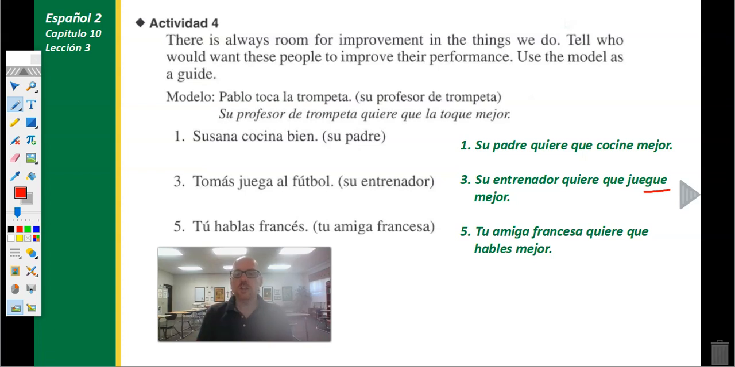Y número 5, tu amiga francesa. Tú hablas francés. You speak French. But your French friend, that's hard to say, your French friend wants you to speak better. Tu amiga francesa quiere que hables mejor. Remember, that wouldn't be hablas, it would be hables because it's the subjunctive. This friend's desire or expression of will is what causes that second clause to be in the subjunctive mood.